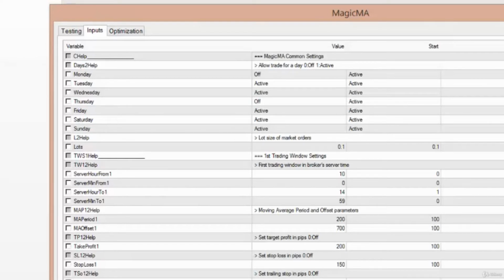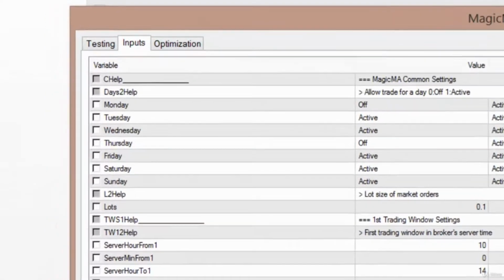So let's have a look at the input expected for this particular EA. Bear in mind that the basic EA is the moving average settings, which are offset by a certain amount. So that is the basic and main part of the EA. All the rest are filters and refinements of that particular EA. So let's have a look at the settings.